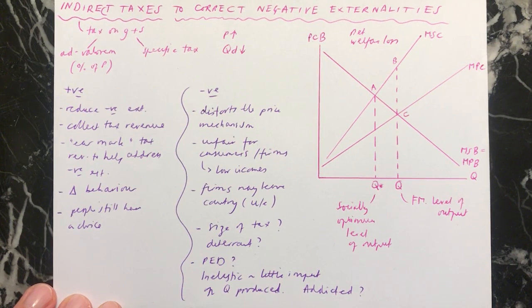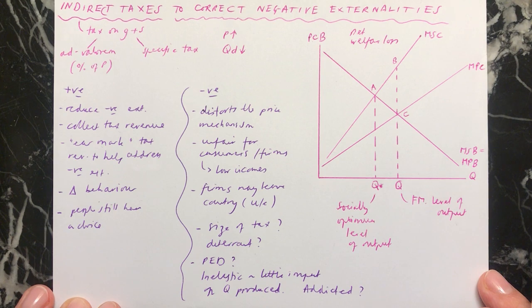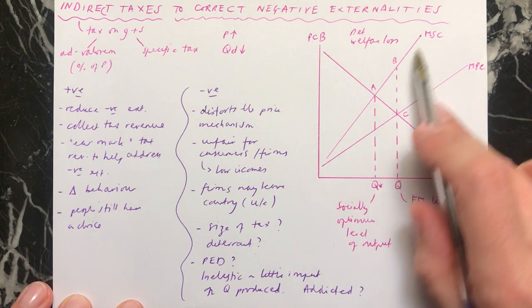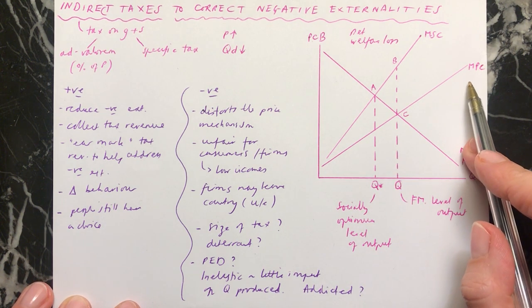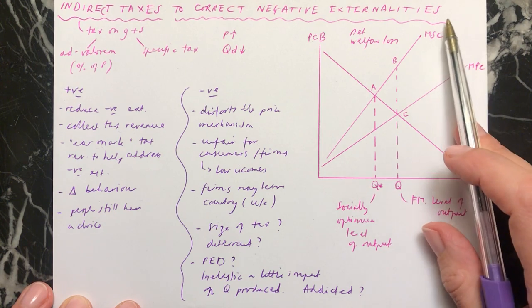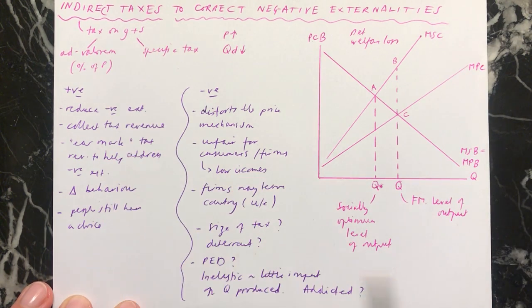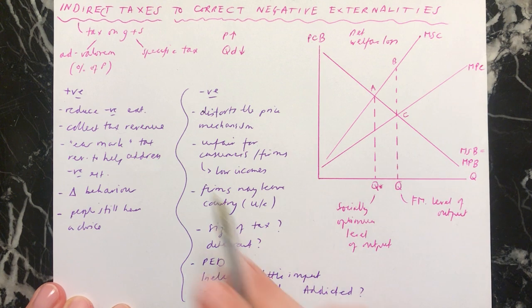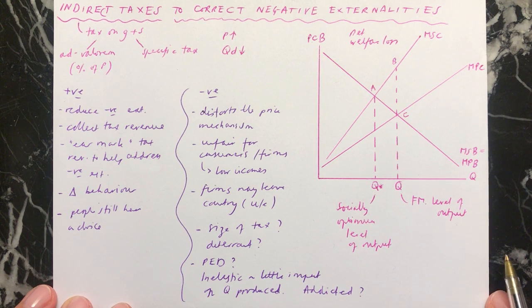Hi everybody, in this video I'm just going to explain to you a slightly more technical way that you can refer to this diagram for reducing or eliminating negative externalities using indirect taxes. So all of this still holds true, but when you're drawing your diagram and referring to it, there's something slightly different that you can do.